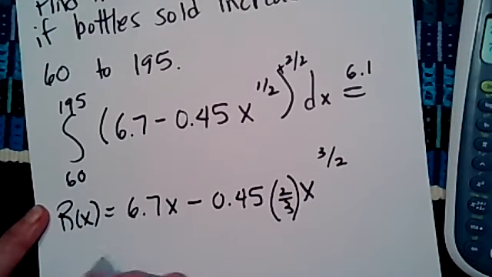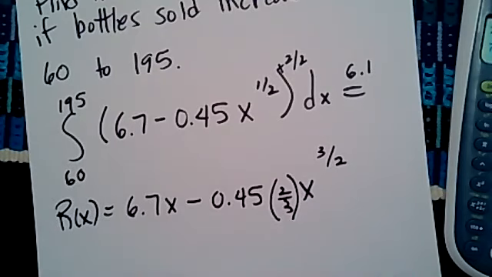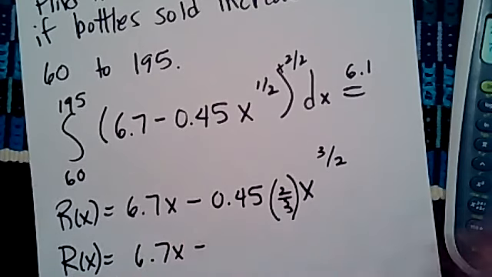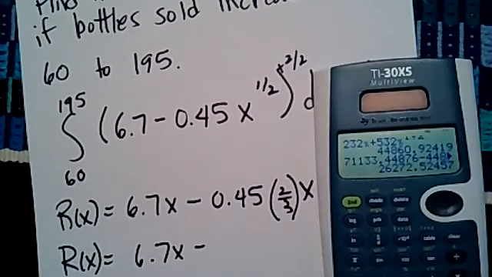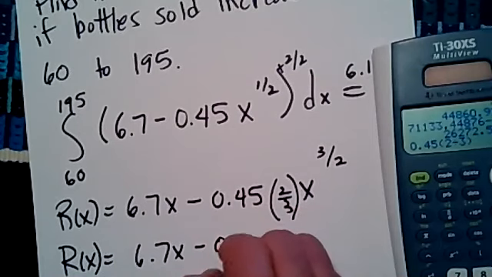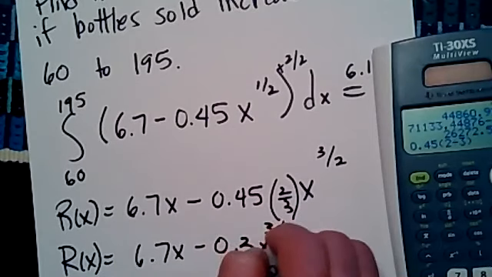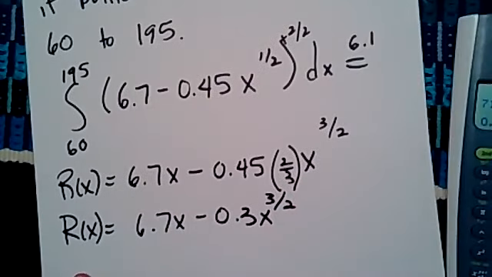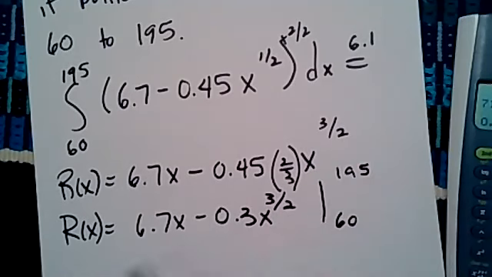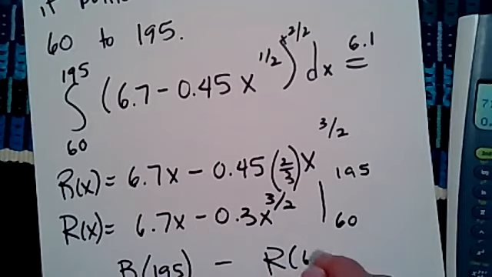Okay? So I'm going to rewrite that over again. Now, remember, you can't round your antiderivatives. You could just put 0.90 over 3. This happens to give us a nice fraction. You just don't want to round your antiderivative. 0.45 times 2 divided by 3 is 0.3 x to the 3/2, from 60 to 195. So it's R of 195 minus R of 60.